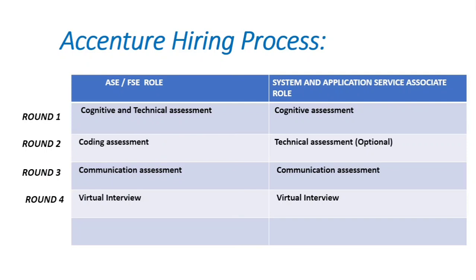And if we talk about the system and application service associate role, the first round is cognitive assessment, which includes 50 questions in 50 minutes. The second round, which is optional, is technical assessment, which includes 40 questions in 40 minutes. The third round is communication assessment, and the last round is virtual interview.